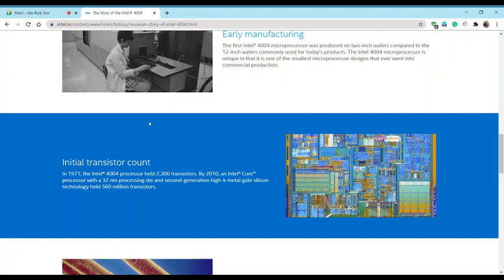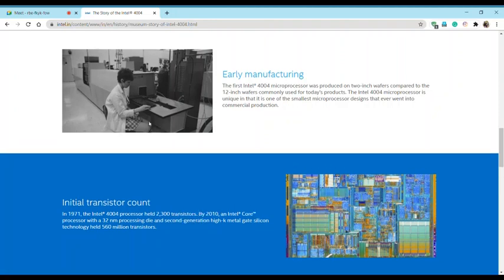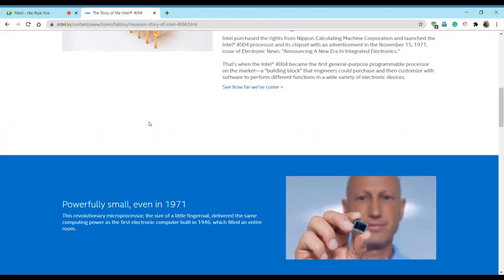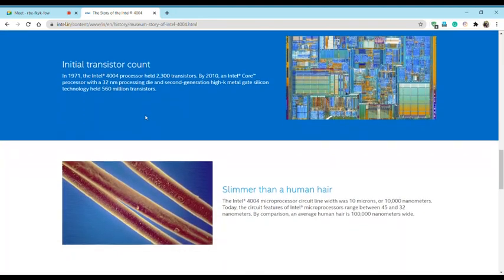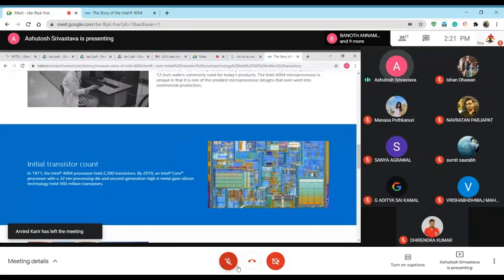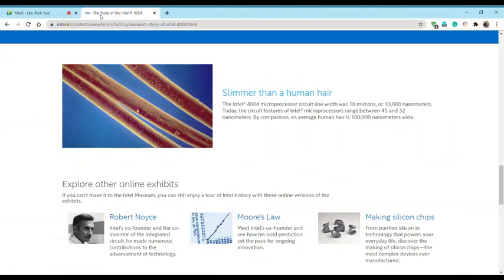Okay, so how many transistors were they using? Intel, we're just going to be talking about Intel. How many transistors were they using? Can you read this? 4004, can you please read this? Yes, sir, 2300. 2300 only. And as time has progressed, the number of transistors has gone towards billions.